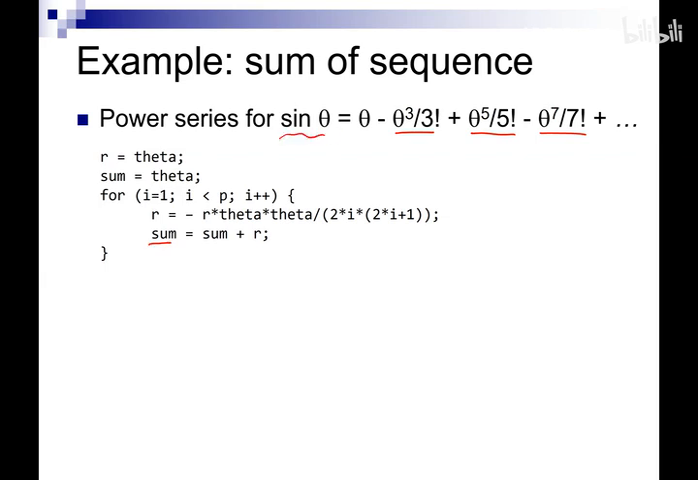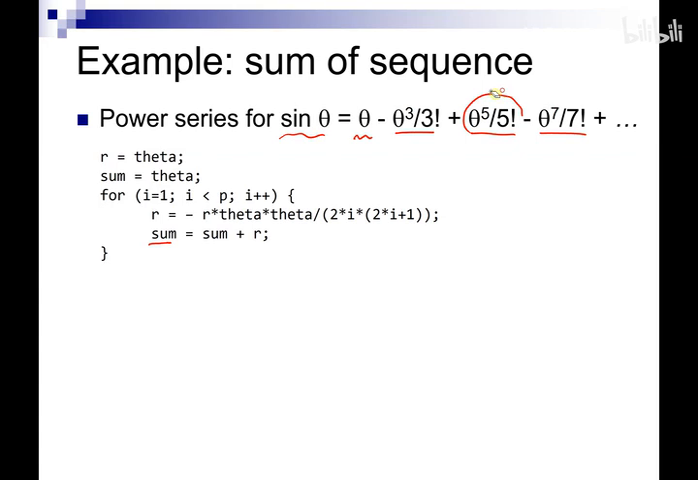The first term in the sum is just going to be theta, the first term in the power series. After that, we're going to form these subsequent terms. For each of these terms, you could just compute the term by itself. For example, for this term over here, you can just take theta to the 5th power and divide by 5 factorial. But that would take you quite a number of operations.